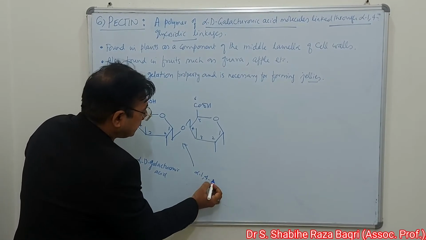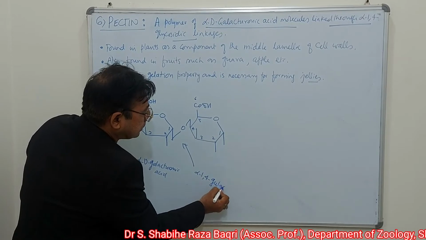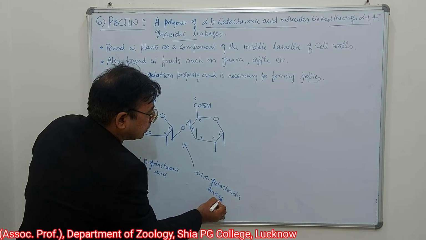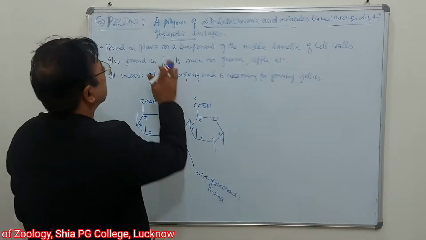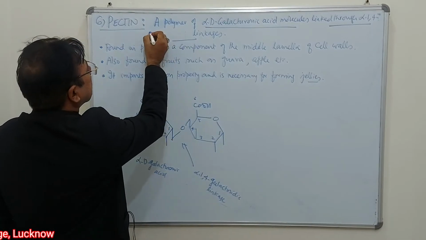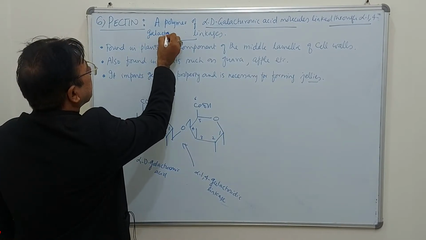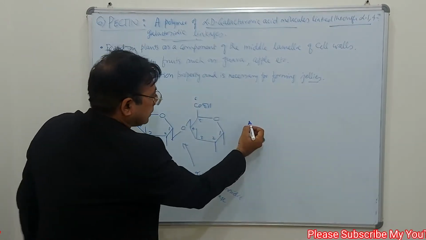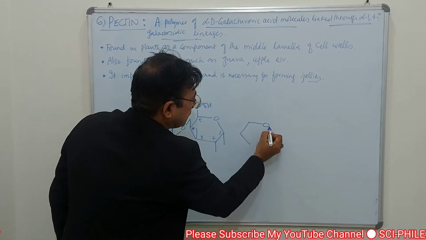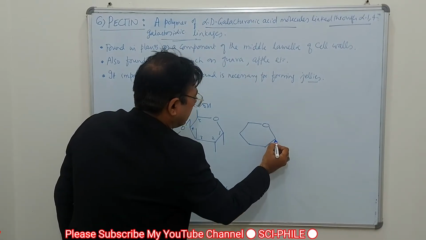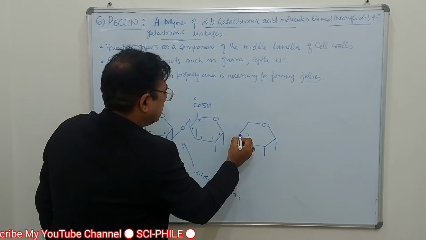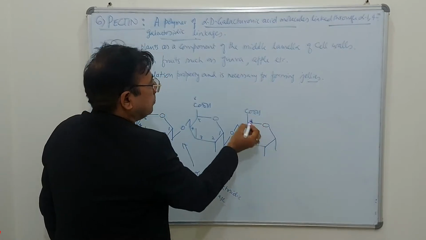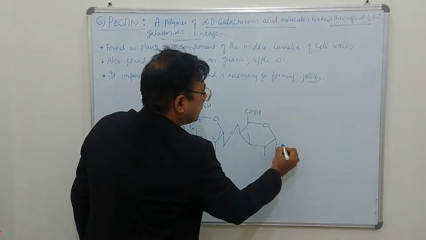Now you will call it, because this is galacto, so you will say galactosidic linkage. Here also you may correct it, galactosidic linkage. So you may go on adding molecules in this pattern, like this, like this, like this, and everywhere you have to make CH2OH at position number 6.